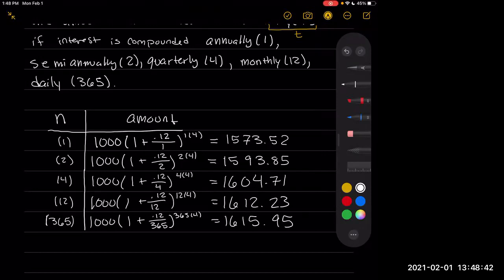and this is 1615.95. So as you can see, it is better to have interest compounded more frequently. You end up with more money after 4 years versus if they compound it just once. There's a big difference here. Okay.